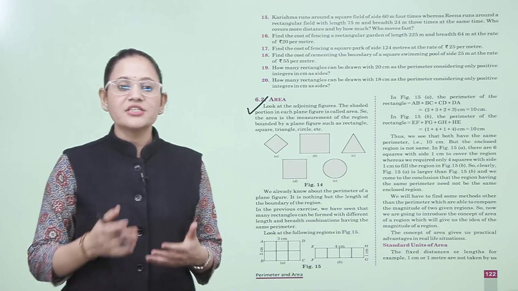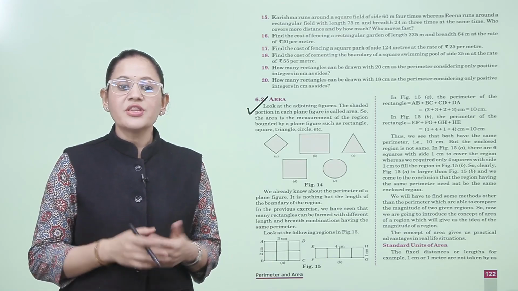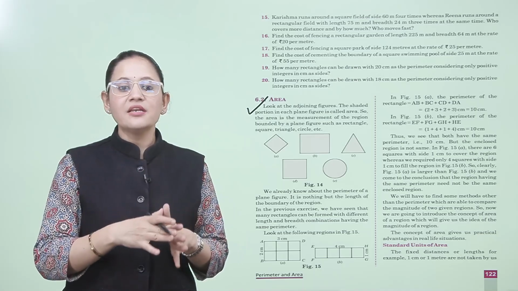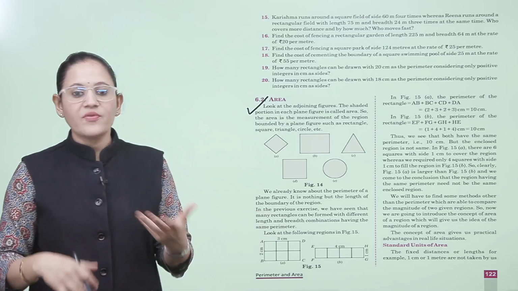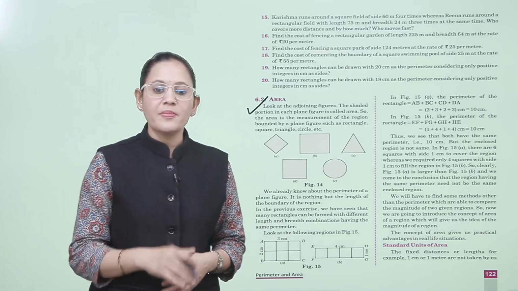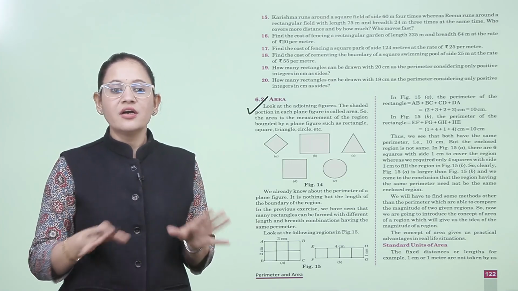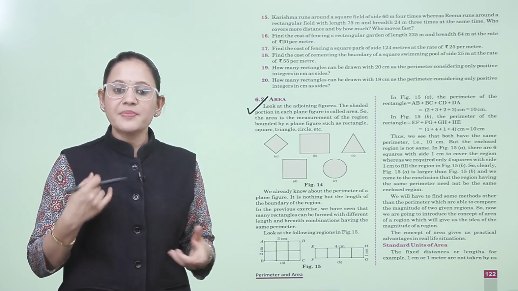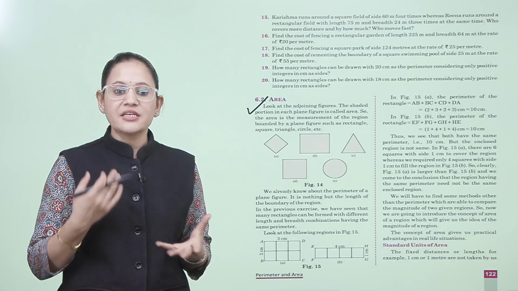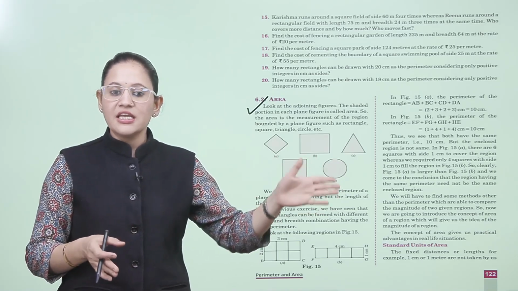Look at the adjoining figure. The shaded portion of each plane figure is called the area. So the area is the measurement of the region bounded by the plane figure, whether it's a rectangle, square, triangle or any other figure. We already know about the perimeter of a plane figure. It is nothing but the length of the boundary of the region. In the previous exercise, we have seen that many rectangles can be formed with different length and breadth combinations having the same perimeter, which we did in the examples.